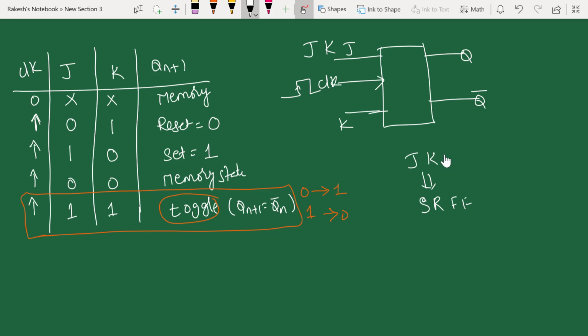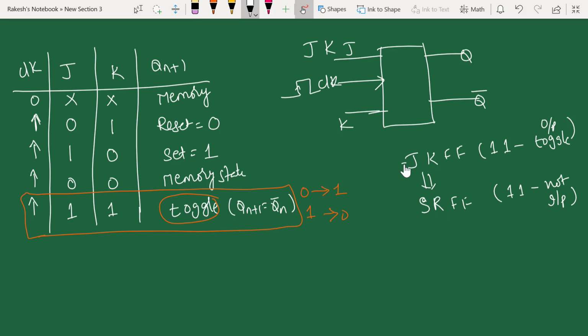Only difference is in case of JK flip-flop, whenever 1 1 comes, your output is going to toggle. And in case of SR flip-flop, 1 1 is not a valid input. That's the only difference. Rest will be the same. Your J is equivalent to S and your K is equivalent to R.